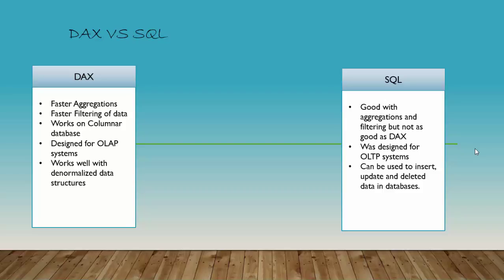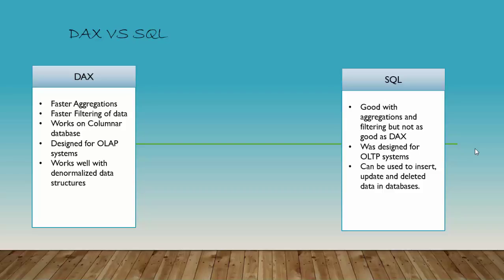and data warehousing. Now SQL is good with aggregations and filtering, but not as good as DAX. It was designed for OLTP systems, and it can be used to insert, update, and delete data in databases as well. So though you can fire a select clause and do group by to view aggregates, it can also be used to insert, update, and delete data, which DAX cannot do. So this is a high-level differential.